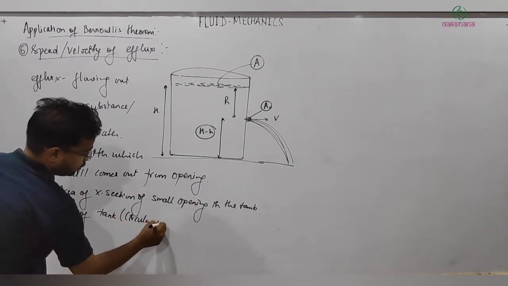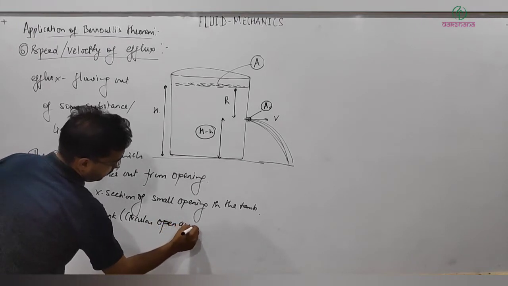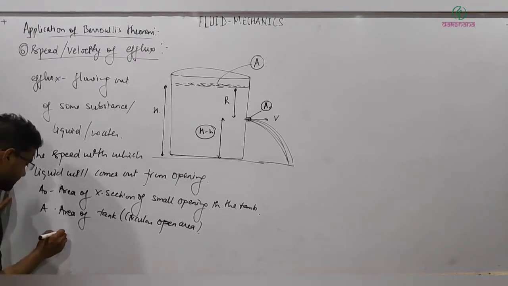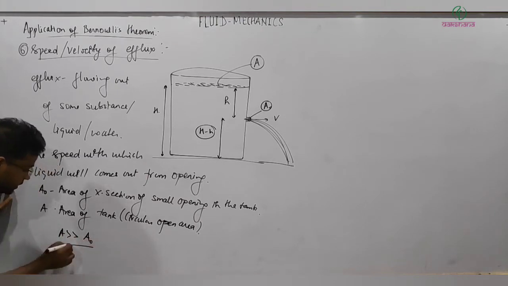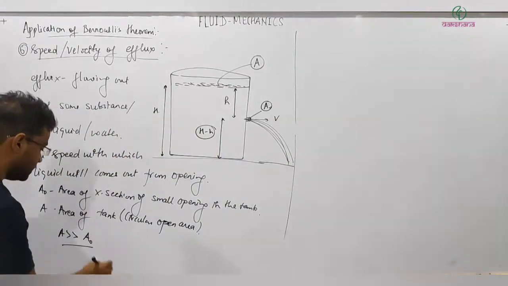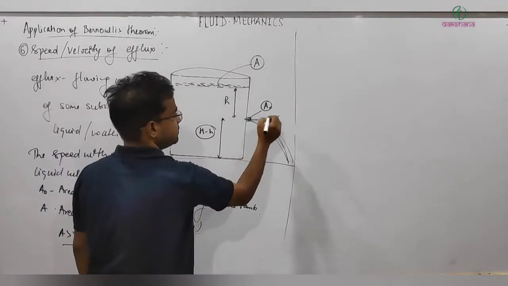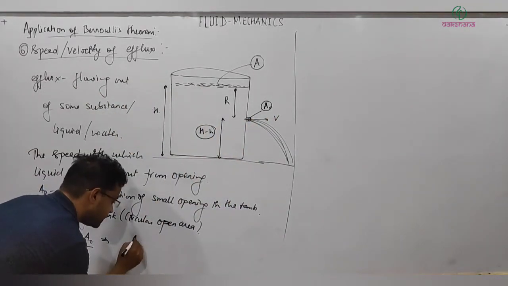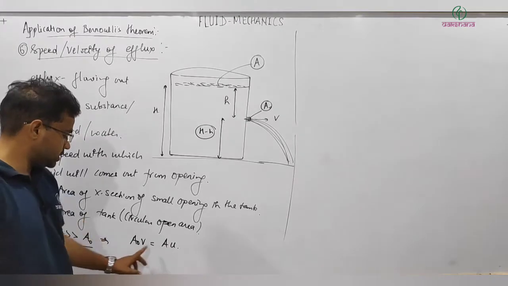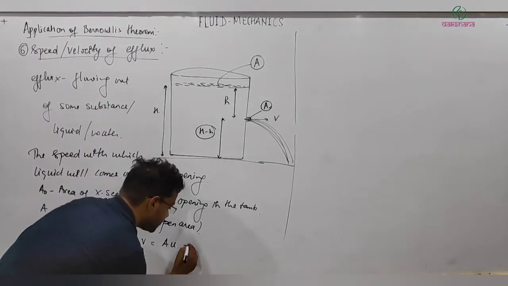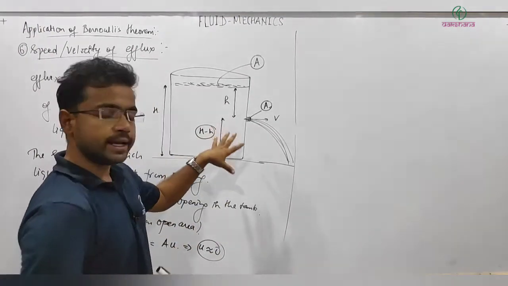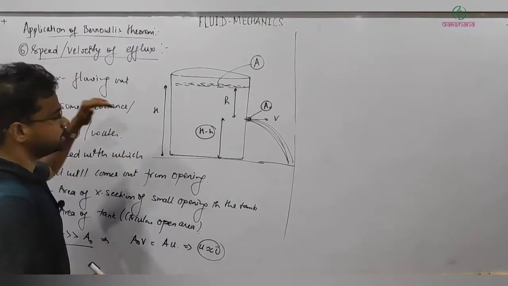And one more assumption here that we take is that capital A is very much greater than A naught. So A naught is very small. With this assumption, if I apply the continuity equation, with speed V at the opening and, let's say, U at the top, then I can write A naught into V is equal to A into U, and because A is very large, A naught by A will be very small, so this implies U is almost taken as 0.